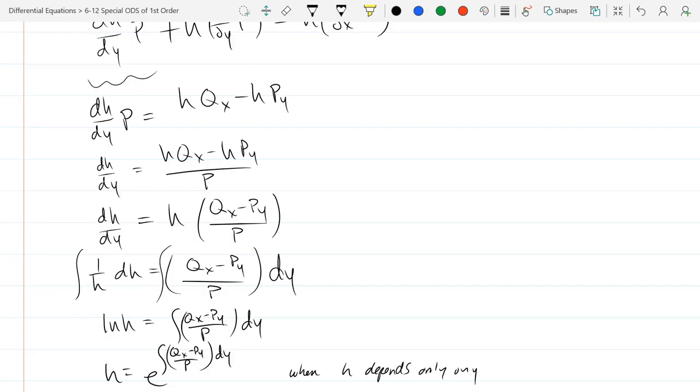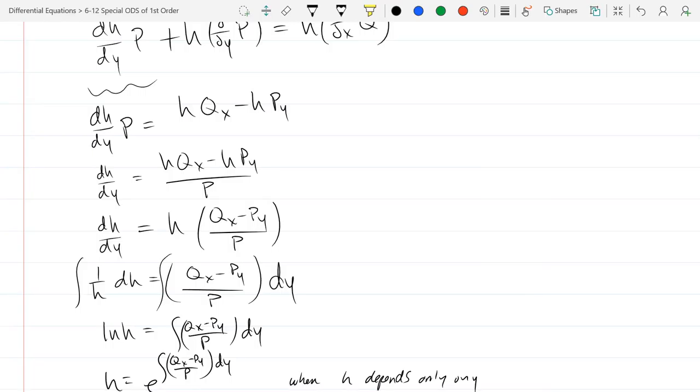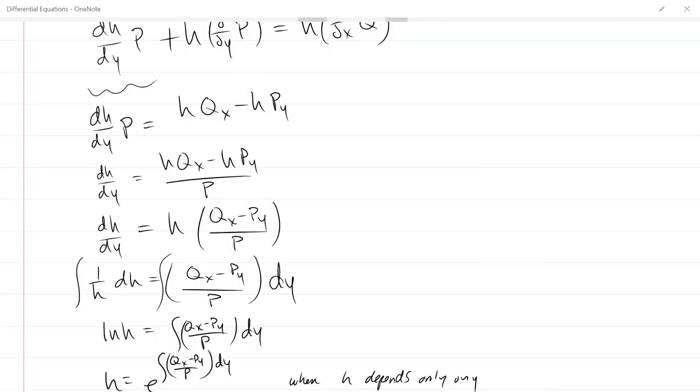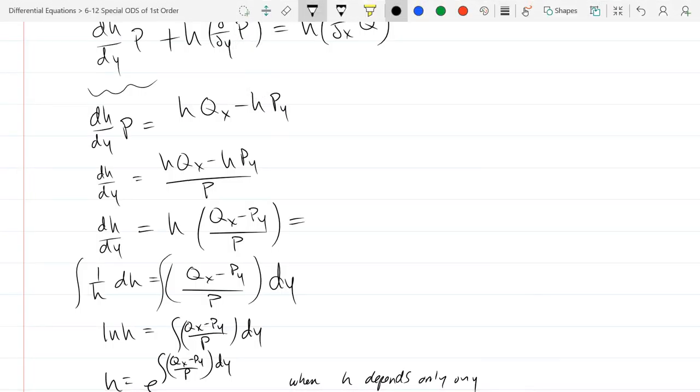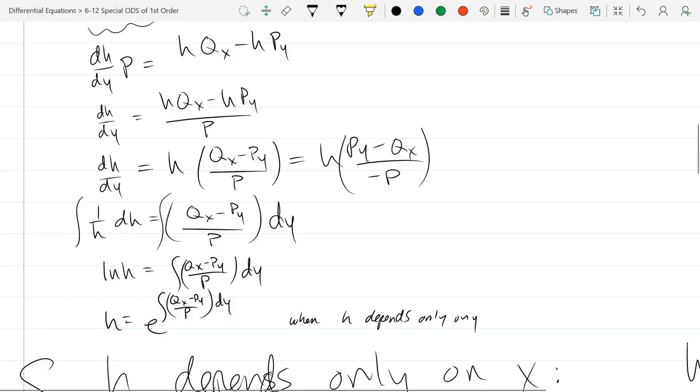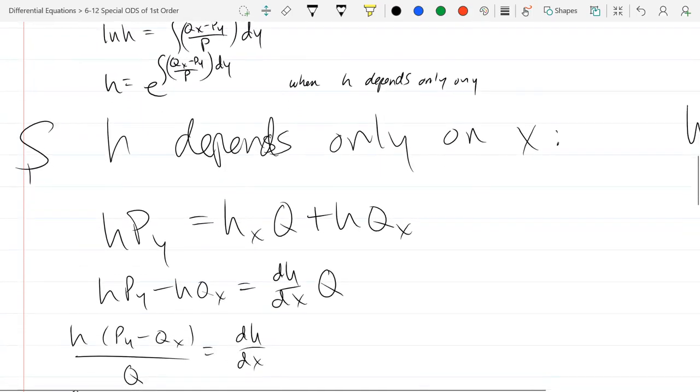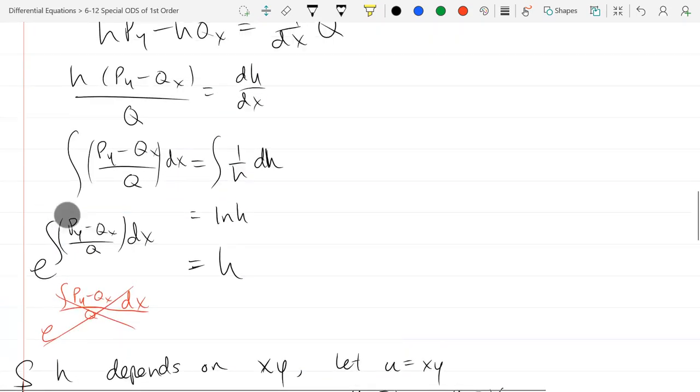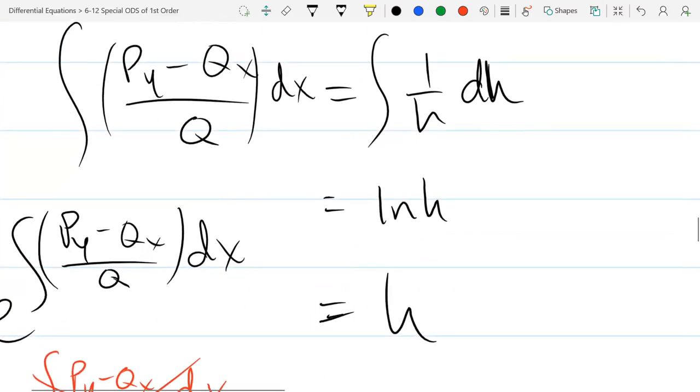Actually, I'll just copy down what's in here. The order we're going to write these in, this right here you could write as h of py minus qx. And you should be wondering, why would I want to turn the order around? So just think of that as py minus qx over negative p. The order of the next one is py minus qx over q, so it's similar.